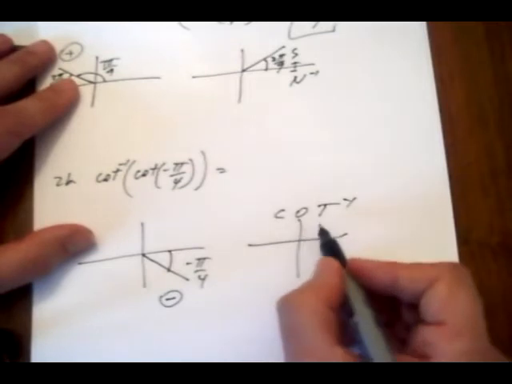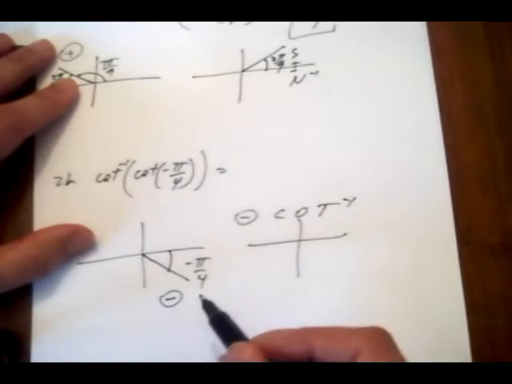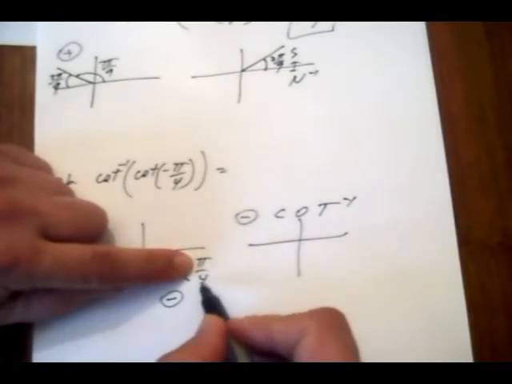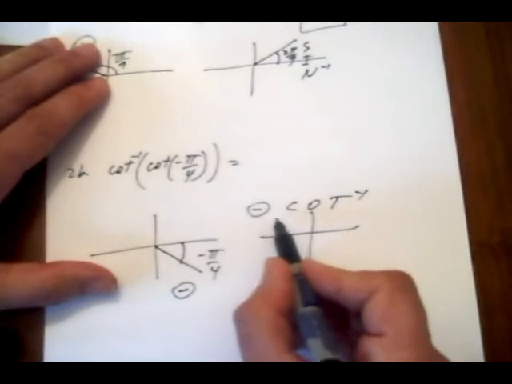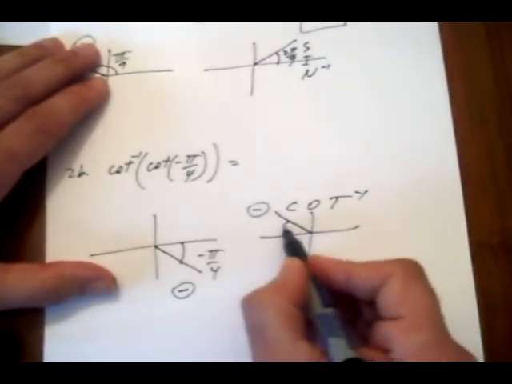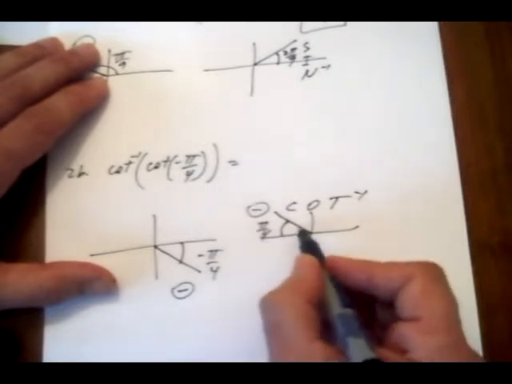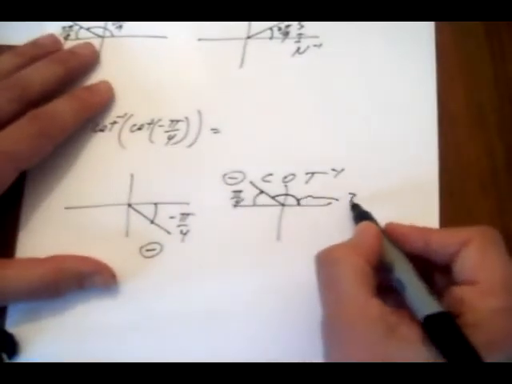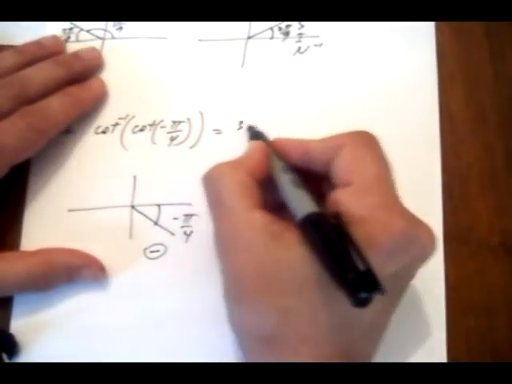Cotangent in this quadrant, the values will be positive. Here it will be negative. Therefore, we know what we're looking for is the reference angle of pi over 4. Now, remember, the reference angle is pi over 4, but place it in the second quadrant. So if this is pi over 4, being the reference angle, what is the angle itself? And the angle is 3 pi over 4. So 3 pi over 4 is the answer here.